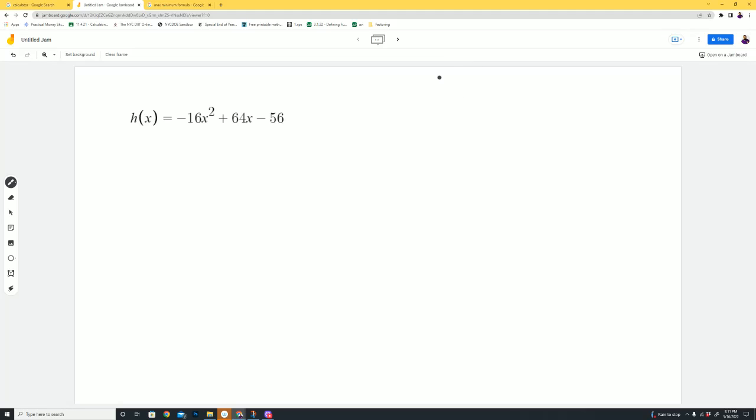So today we're going to look at finding the maximum point or the minimum point of a quadratic. Algebraically, we can do that using something called the max-min formula. So the maximum or minimum formula. And what it says is that x is equal to, this might look familiar to you, negative b over 2a.